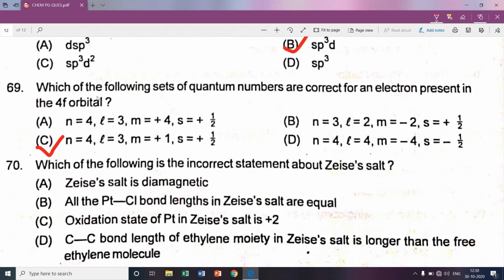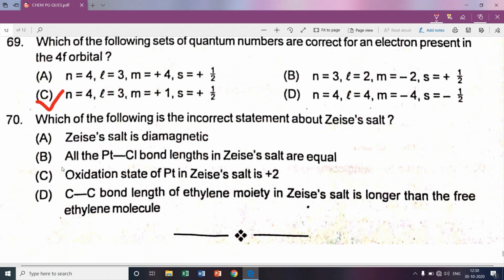69. Which of the following sets of quantum numbers are correct for an electron present in the 4f orbital? As we see, option C is the right answer. Here the principal quantum number is 4, azimuthal quantum number is 3, magnetic quantum number is +1, and your spin quantum number is +1/2. The last question, the question number 70.